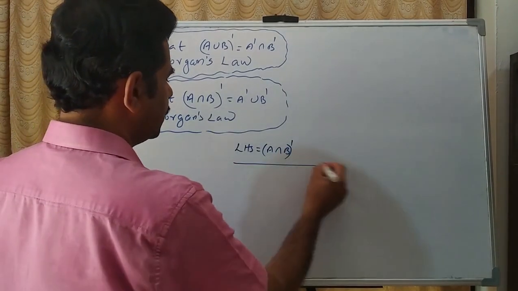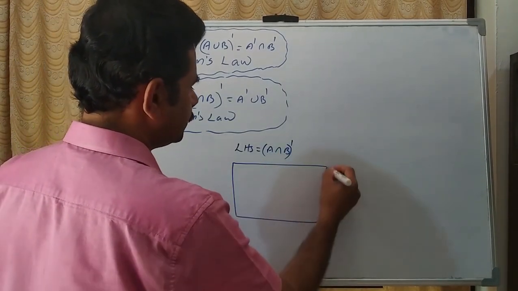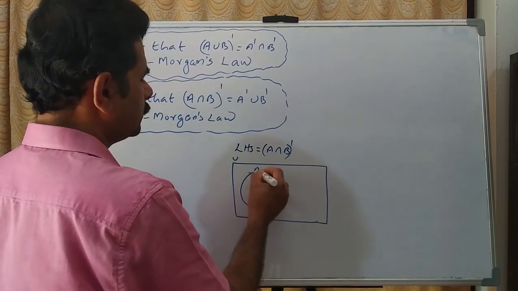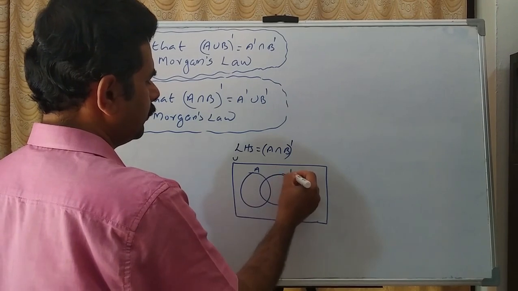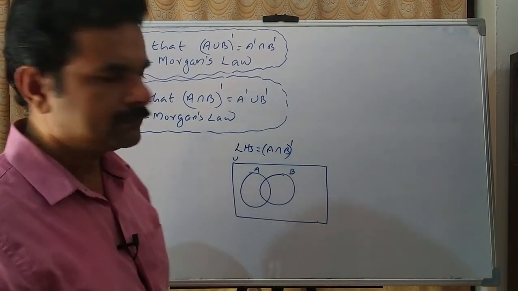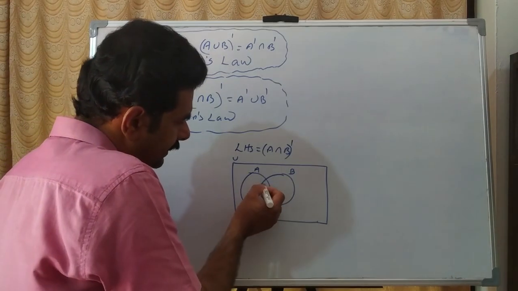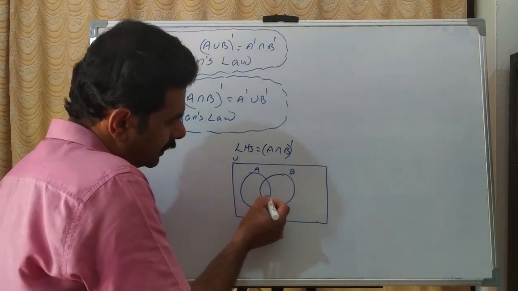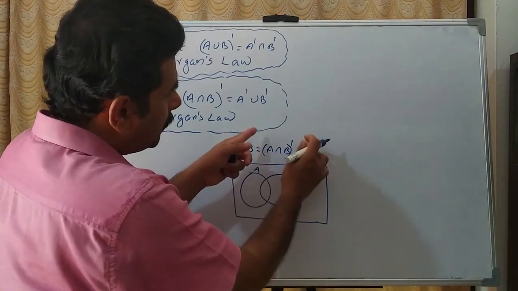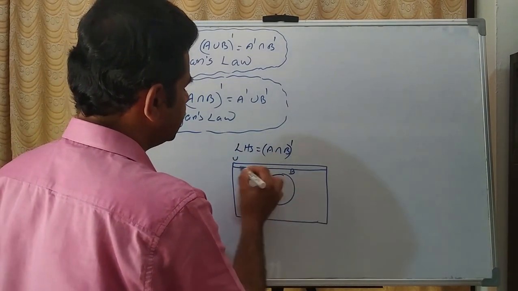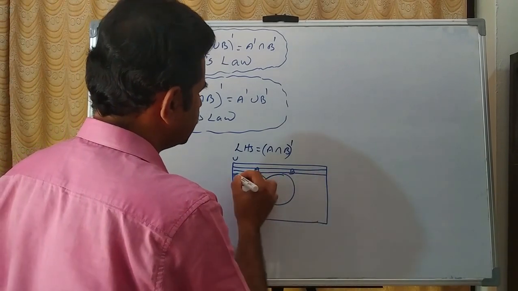Firstly, taking a universal set U, and A and B are drawn. Then A intersection B, it is very well. A intersection B is this small region. Its complement means other than that region. So all other regions are shaded.